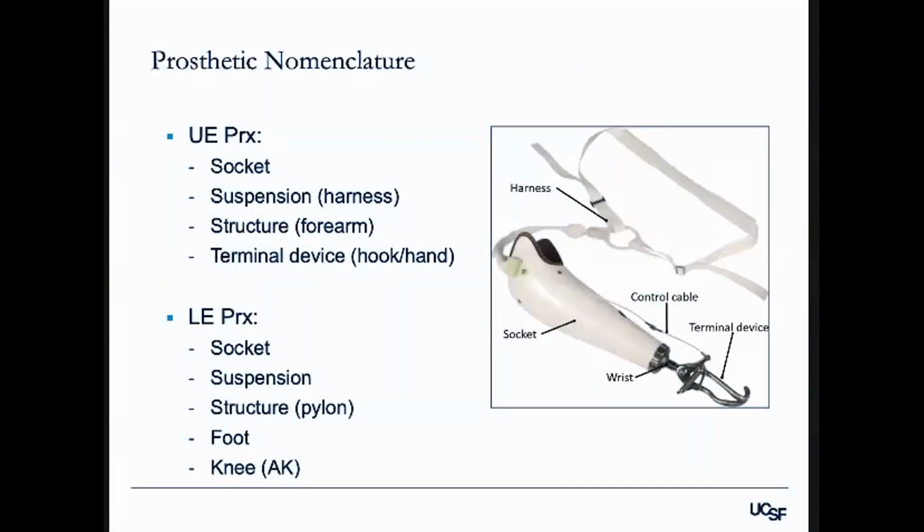So again, just a quick prosthetic nomenclature overview. I think many of you are aware of some of this, but the upper limb prosthesis consists of a socket. This is the most intimate part of the prosthesis, touching the residual limb. Some form of suspension, which is usually a harness of sorts. The structure for a transradial prosthesis is usually the forearm, and for a transhumeral prosthesis is the forearm and the humeral section. And the terminal device, which is arguably one of the most important parts of the prosthesis, comes in the form of a hook or a hand. And the transhumeral prosthesis also has an elbow, as you can possibly imagine.